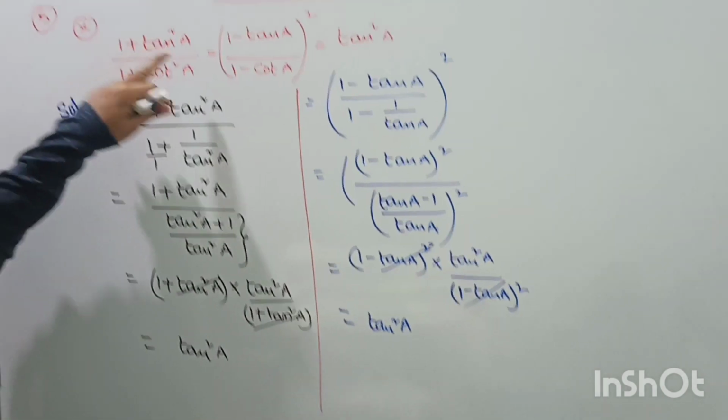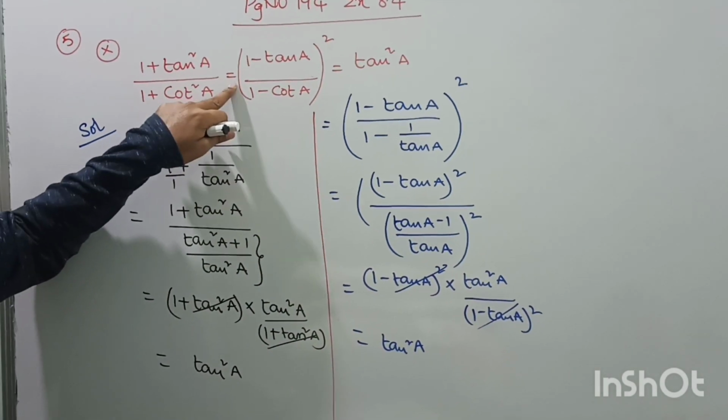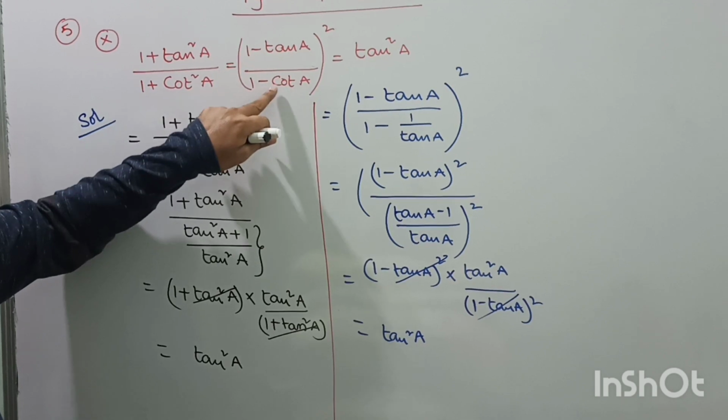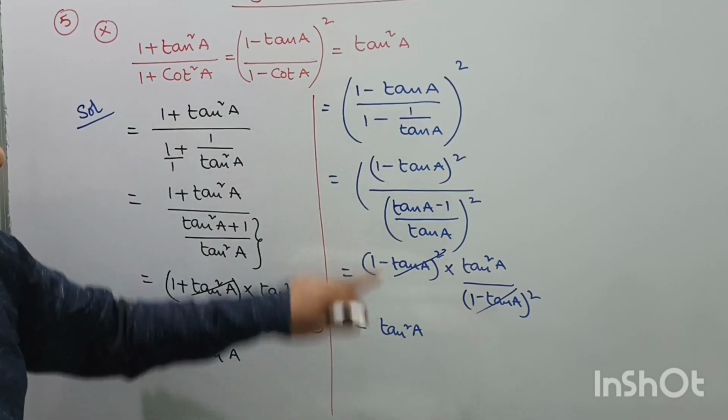Therefore (1 + tan²A)/(1 + cot²A) equals ((1 − tan A)/(1 − cot A))² equals tan²A.